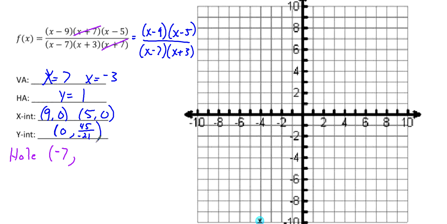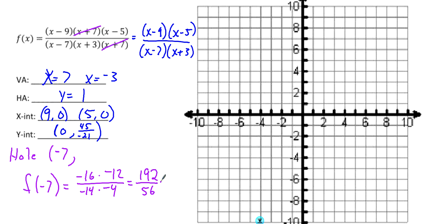Now, our hole, we have to plug in negative 7. When you plug in negative 7, you're going to get negative 16 times negative 12 over negative 14 times negative 4, which is big numbers, which is positive 192 over 56, which is approximately 3.43. So, or if you reduce it, it's 3 and 24 over 56. Okay?